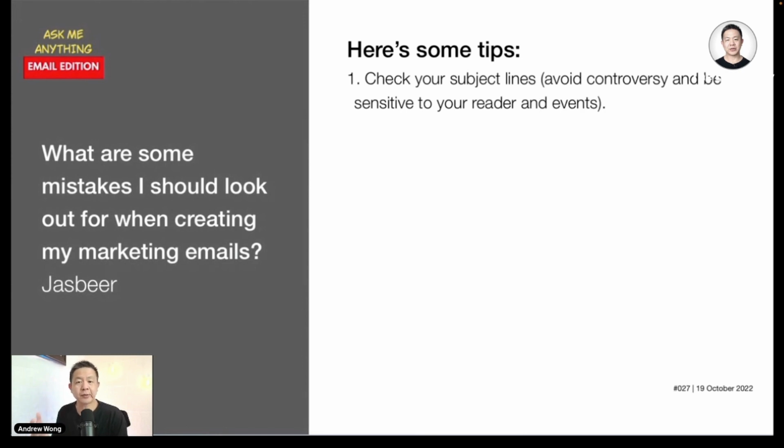Right. So check your subject lines, avoid controversy, and be mindful of sensitivity to your readers. For example, look around at the events. It doesn't have to be local events, it could be foreign events, right? Things that may trigger a negative emotion with your readers, avoid it. Don't try to be clever or creative. Be clear. It's always clarity. Being clear is always better than being creative when it comes to subject lines.